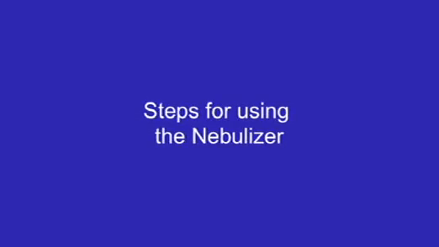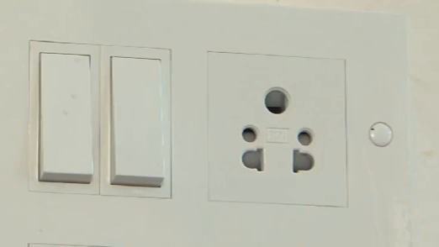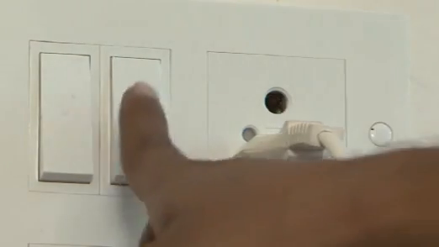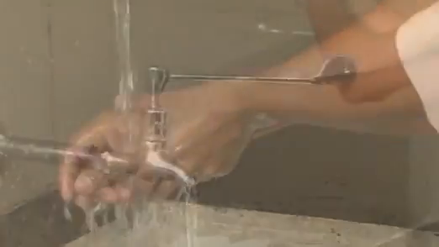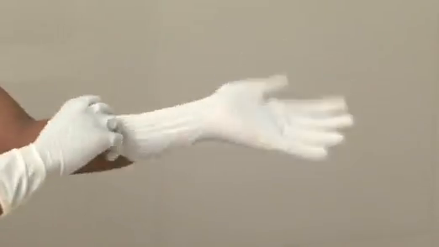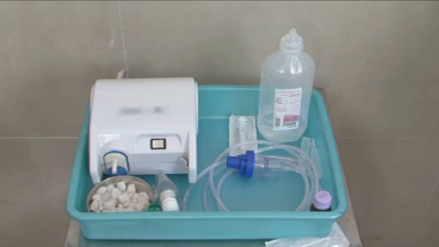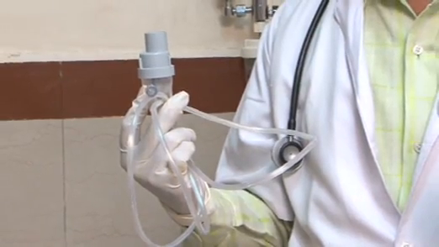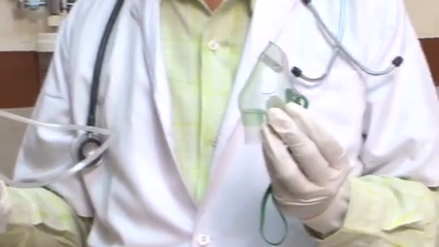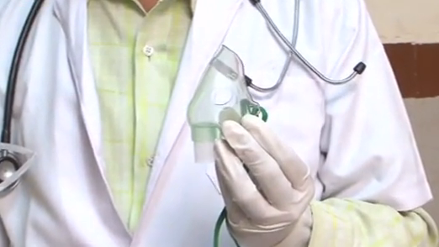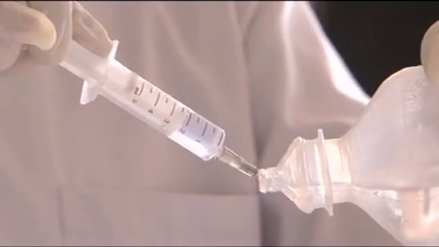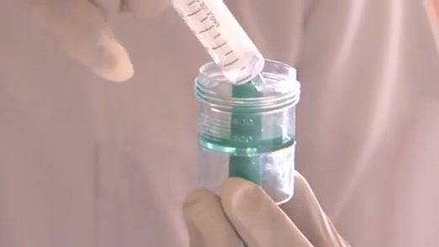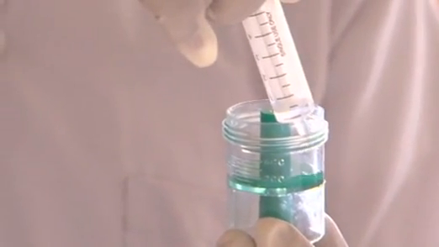Steps for using the nebulizer: plug in the nebulizer to the mains and switch it on. Wash hands thoroughly before using a nebulizer. Make sure the equipment is clean and use disposable tubing and mask for each patient. Measure and put the correct dose of medication, 0.5 ml, to be administered into the nebulizer chamber or cup.